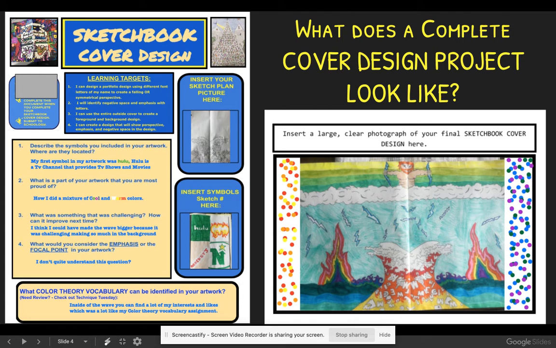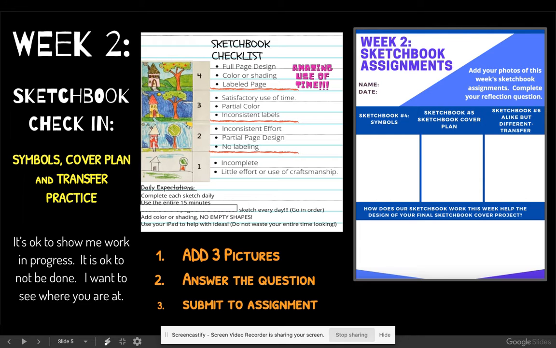What does a complete cover design look like? Here is the plan. This was that student's plan. It was very obvious. This is that student's symbols. Here we go. They answered all the questions correctly, including the color theory vocab down here. Then they put their final picture right here. They even added some little designs on the side. It's kind of fun. That is how you turn it in. Like that's how you get your rubric ready to turn in correctly.